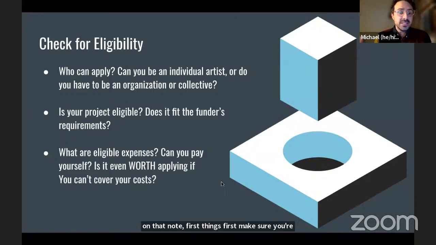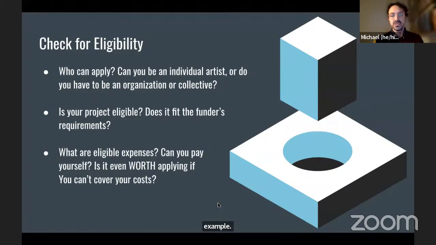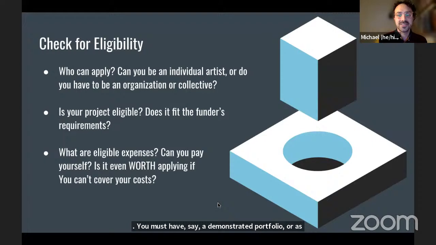Organization eligibility is crucial. So as an example, as an org or an individual applicant, some funders will stipulate that in order to be eligible, you must have, say, a demonstrated portfolio, or as with some Canada Arts Council grants, a history of successful applications to gain access to higher tiers of funding.